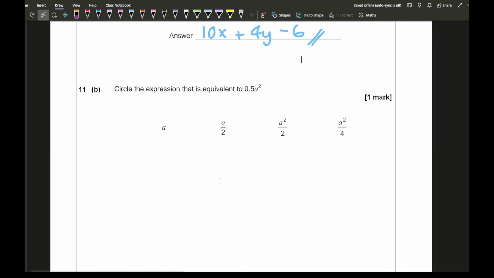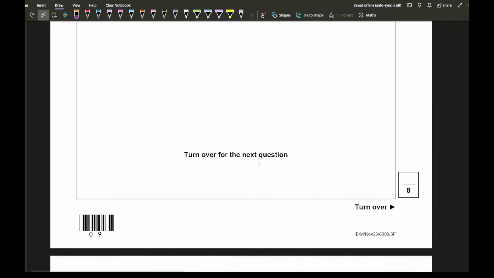Moving on to 11b, it says circle the expression that is equivalent to half a squared. So a half of a squared is going to be our third one. So it's basically a squared divided by 2. So it's going to be our third option that we need to circle.